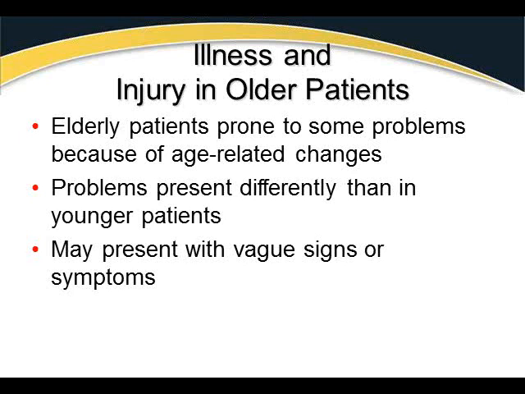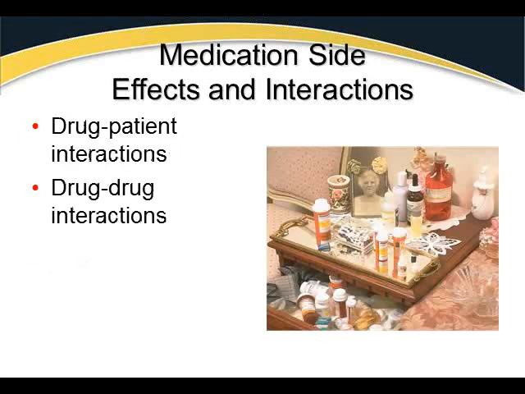So, illness or injury in the older patient. The elderly are prone to some changes because of their age. Problems present differently than in younger patients. Some may be very vague signs or symptoms. Remember, we're breaking down the nervous system. The nervous system doesn't function as well as it used to, so they may not fully feel the same pain that a younger person would. They might not fully feel the limitations that they would as a younger person.